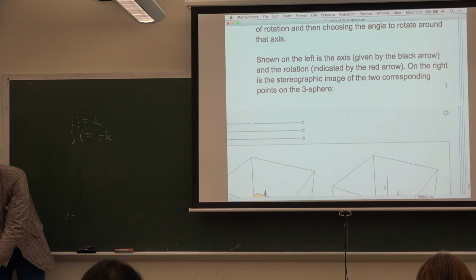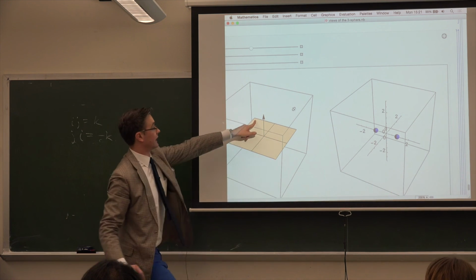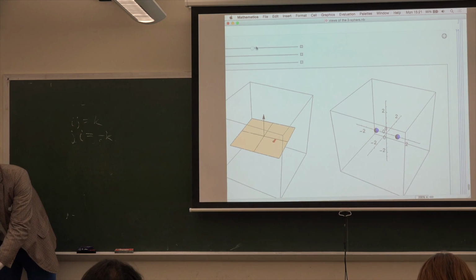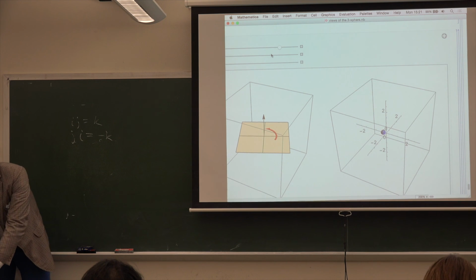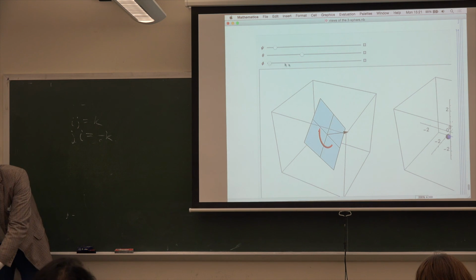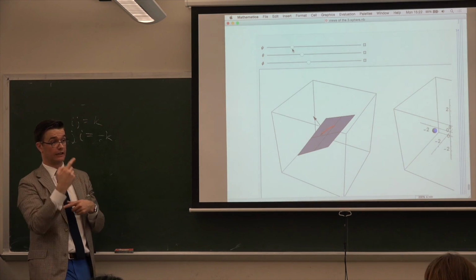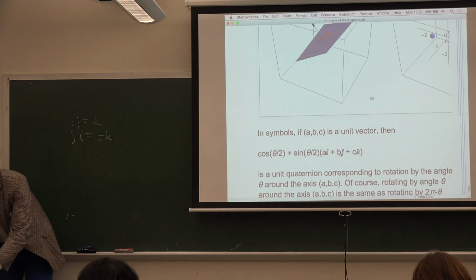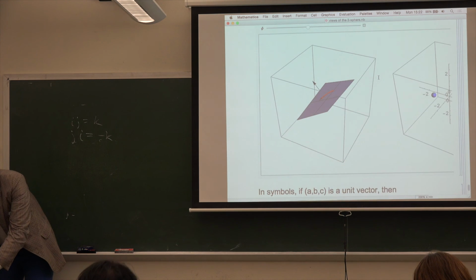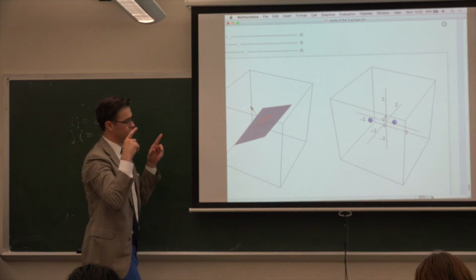Now it turns out you can specify a rotation in three-space. One way to do it is by specifying an axis and then specifying an angle, how much you rotate around that axis. If you choose a different axis, you rotate around that axis. So a rotation of 3-space is determined by an axis and an angle to rotate around that axis. And using a particular formula that looks like this, you can turn any rotation into a, well, not quite unique, but more or less unique quaternion.